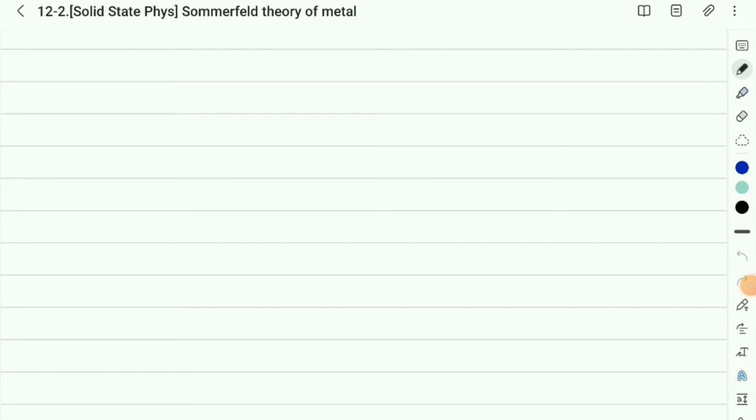In the previous lecture, we talked about the Drude model. The Drude model is not a quantum mechanical theory, but only a classical ballistic scattering mechanism. But now we will describe the Sommerfeld theory.